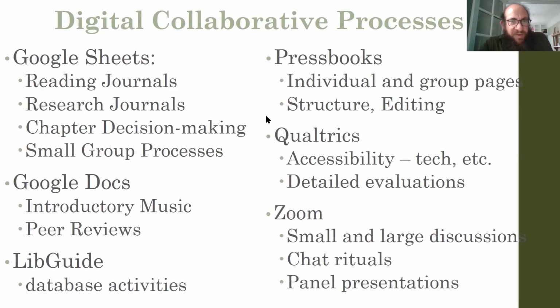One of the things I also wanted to break out for you all, particularly in this moment, was the different kinds of digital processes that we used, a lot of which were collaborative. And you'll see here, these were really pretty simple. A lot of what we did was in Google Sheets. We had reading journals for daily reading accountability, research journals for progress of the research. We did a bunch of chapter decision making around the chapters using Google Sheets as well. And then as they were increasingly working in small groups, particularly once we pivoted online, a lot of that work was noted and organized within Google Sheets as well.